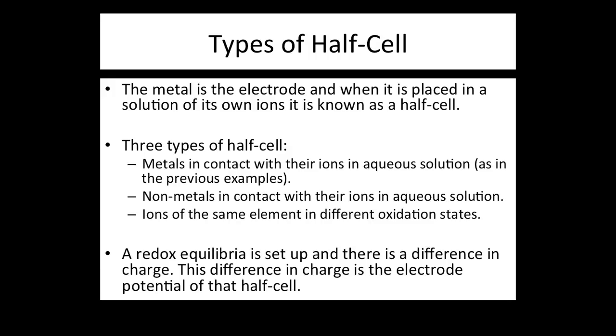In all of these examples, a redox equilibria is set up and there is a difference in charge. This difference in charge is the electrode potential of that half cell.